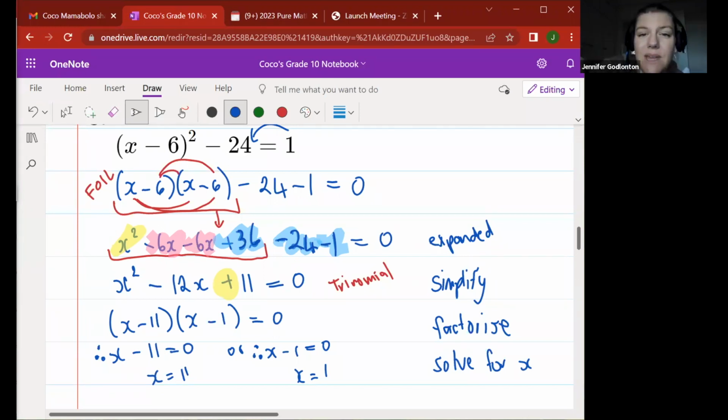How much would this question be out of? Let's have a look. So you would get a mark for expanding. You would get a mark for getting into standard form. You'd get a mark for factorizing. And depending on where this was in the exam, you would either get 2 marks for your answer or you would get 1. So this would be between 4 or 5 marks, somewhere in that range.